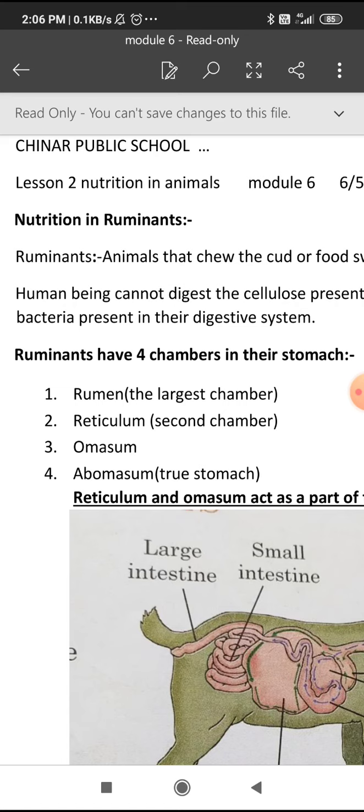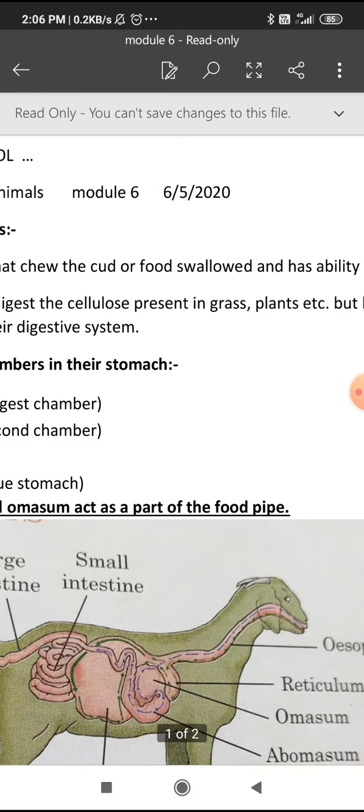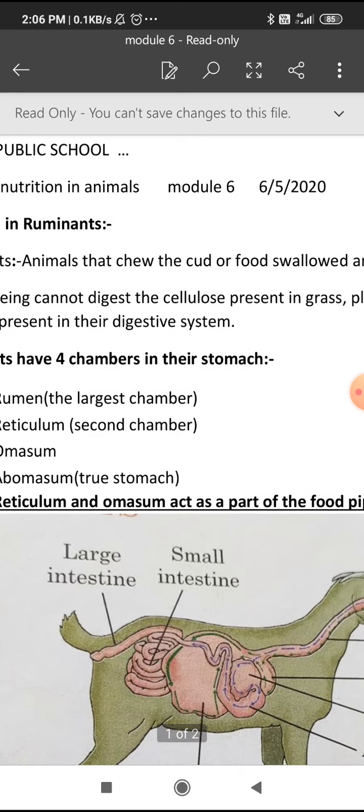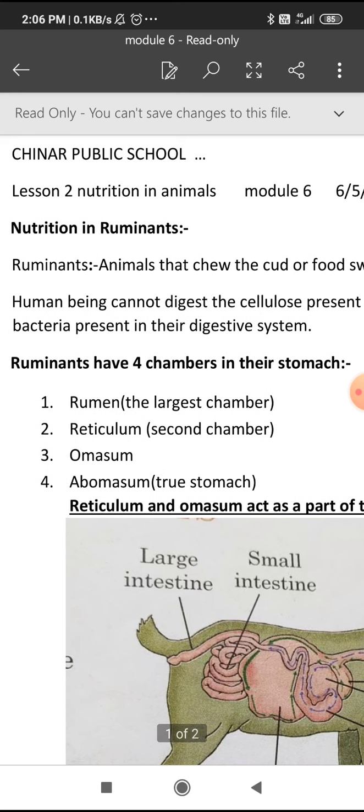Now ruminants have 4 chambers in their stomach. Rumen, the largest chamber, reticulum, the second chamber, omasum and abomasum, that is called the true stomach. Now reticulum and omasum act as a part of the food pipe. Like we have a food pipe, in the same way animals have the same procedure. Now what is the use of these 4 chambers?